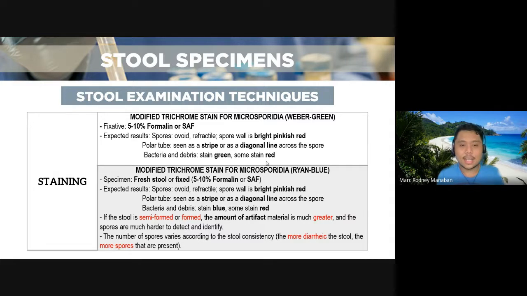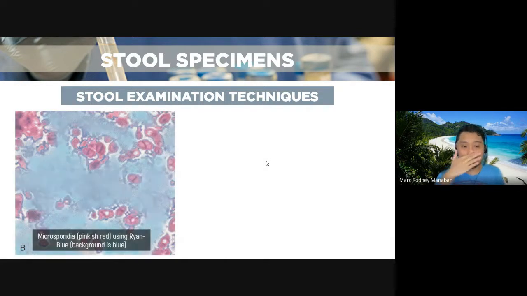Okay? All right. So those are your modified trichrome stains, Weber green and Ryan blue. The main difference between the two in the expected results is the background. If Weber green, the background is green. And if Ryan blue, the background is blue. Okay? All right. So here's an example. This is your Ryan blue, di ba? As you can see, the red ones are your microsporidia. And then this is the polar tube.